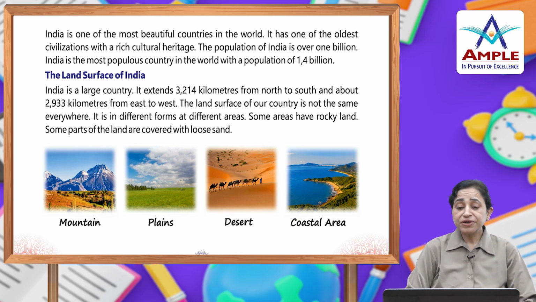The land surface of our country is not the same everywhere. It is in different forms at different areas. Some areas have rocky land. Some parts of the land are covered with loose sand.